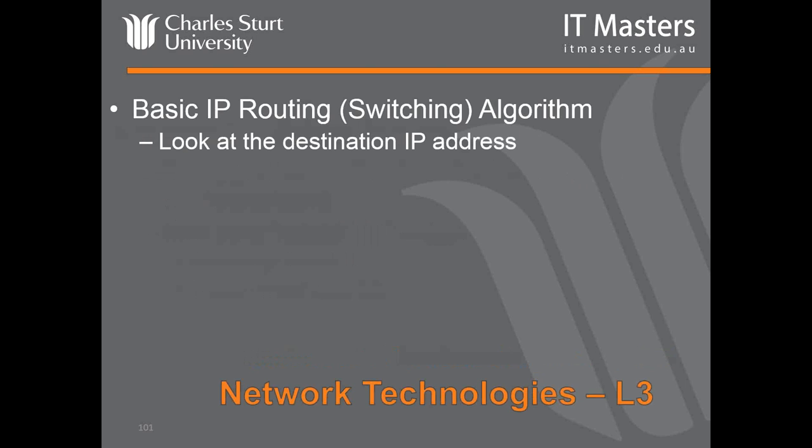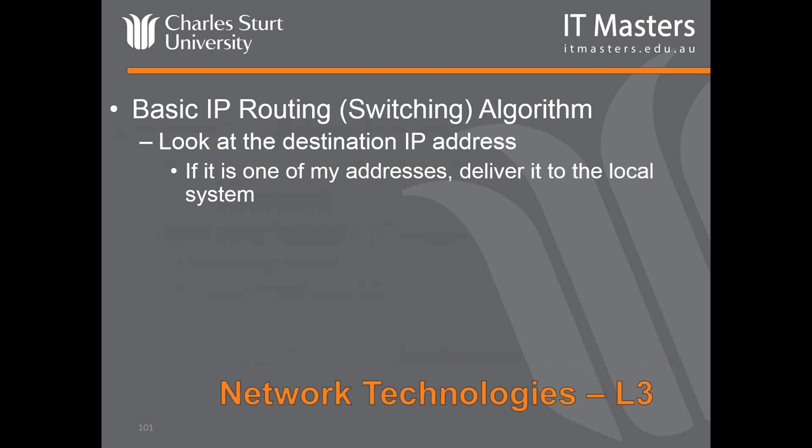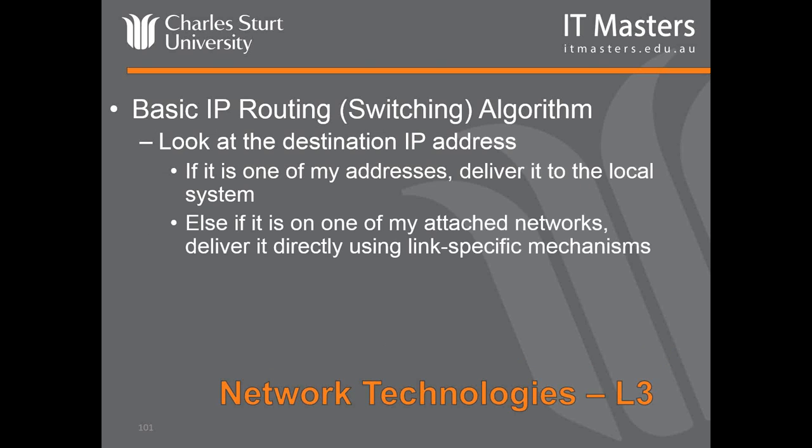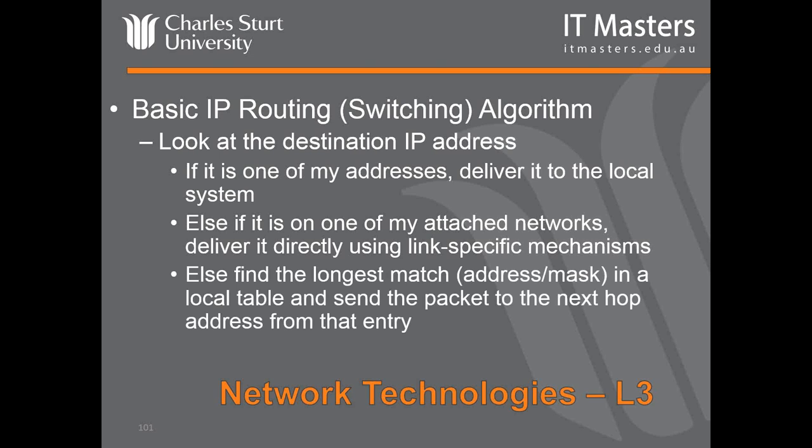So basic routing, the switching algorithm, looks at the destination IP addresses. It says, if it is one of my addresses, I'll just pump it out the local network. I'm going to just put it straight on the wire, so to speak. If it's not one of my networks, if it doesn't match my network addresses, I'm going to find some way of sending it elsewhere using link-specific mechanisms.